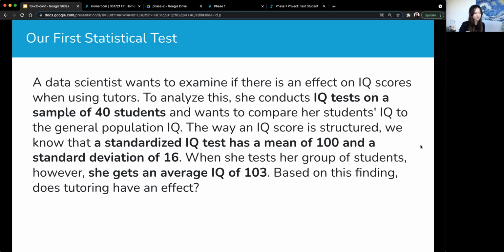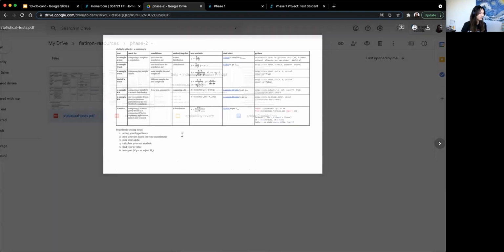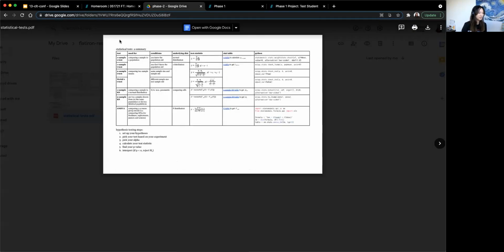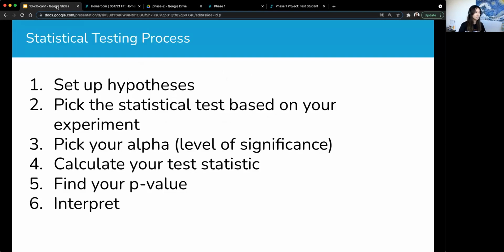So to solve this problem, we're going to use the statistical testing process. This is a process that we're going to use for every single one of our statistical tests that we're going to talk about. If you take a look at the statistical test PDF that I put here, the steps are exactly the same. And all of these tests that we're going to talk about over the next few study groups are all going to follow this process. I would say there are 6 steps, but there are 3 main portions. So let's talk through these steps together.